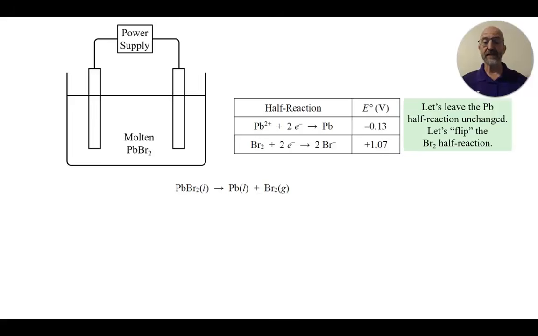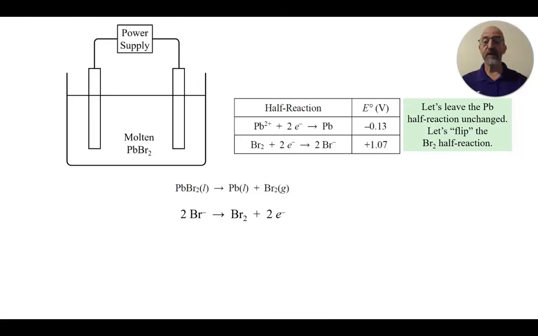Another clue is that I need Br2 to be a product of this reaction. So we were given that Br2, or bromine gas, is produced. So let's go ahead and leave the lead half reaction unchanged. Let's go ahead and flip the bromine half reaction to get Br2 to appear as a product. And now watch what happens when we add these two half reactions together. We're going to get a negative cell potential for the overall reaction.